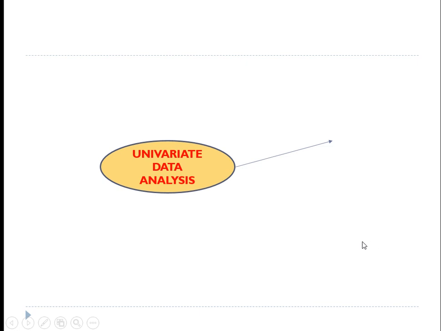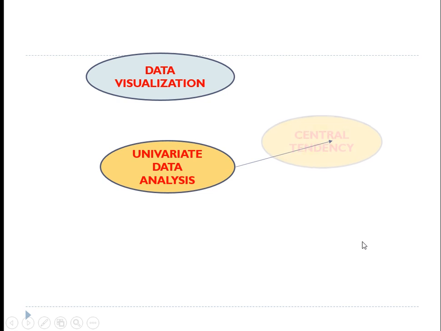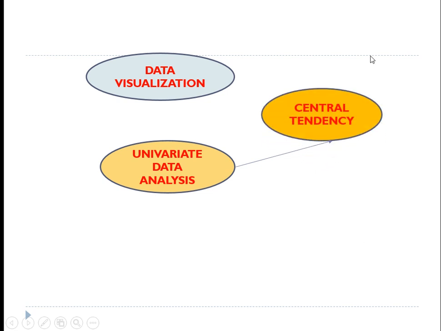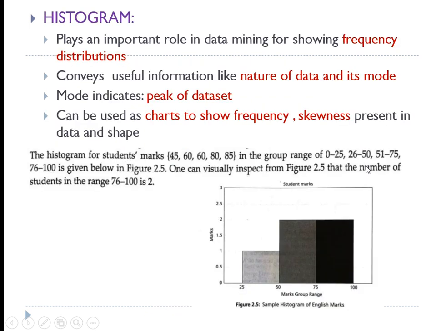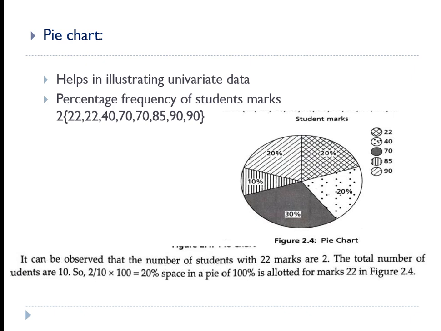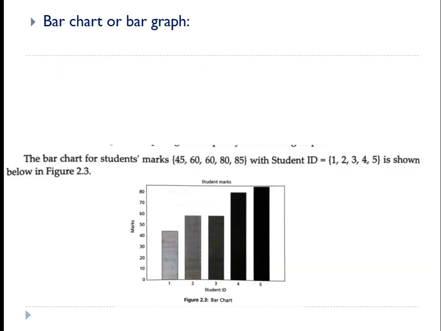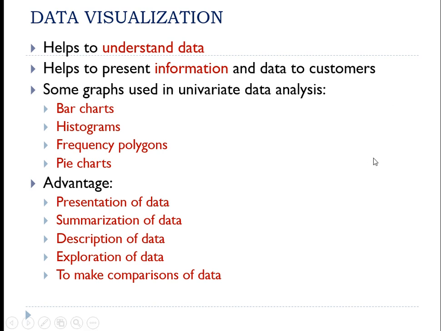Coming to the next session, we will be discussing the next very important topic of univariate data analysis, that is central tendency. Just to quickly revise, in today's session we discussed mainly how we can do data visualization using different plotting methods like histogram, pie chart, bar chart or bar graph, and dot plot. So let's meet in the next session. We will discuss a very important statistical measure which we call central tendency.